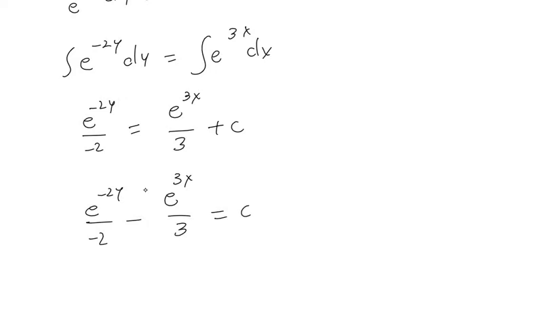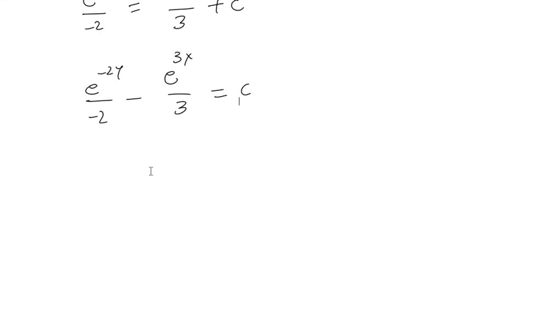Now you need to take 6 here, and you will have minus 3 here, minus 3 e raised to power minus 2y, and you will have minus 2 here, minus 2 e raised to power 3x, and on this side you have c.